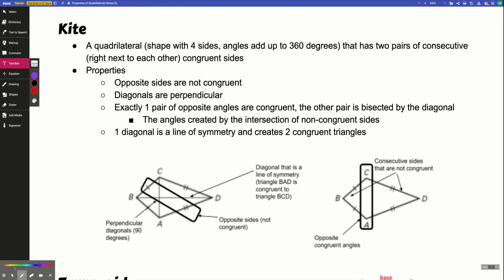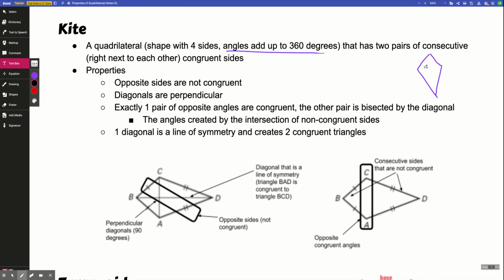So this first type of quadrilateral is called a kite. Yes, that's actually what it's called. And it actually does look like a kite that you would fly, right? So a kite is a type of quadrilateral, which quadrilaterals are named for any shape with 4 sides where the angles add up to 360 degrees.